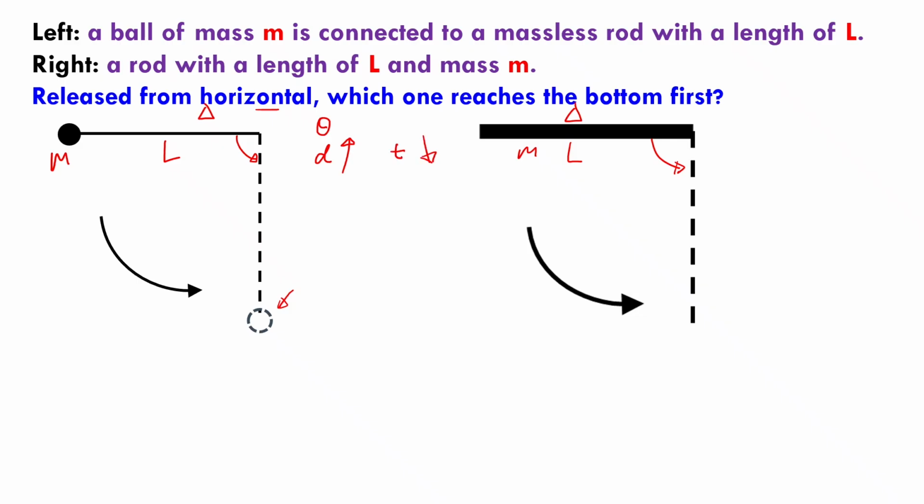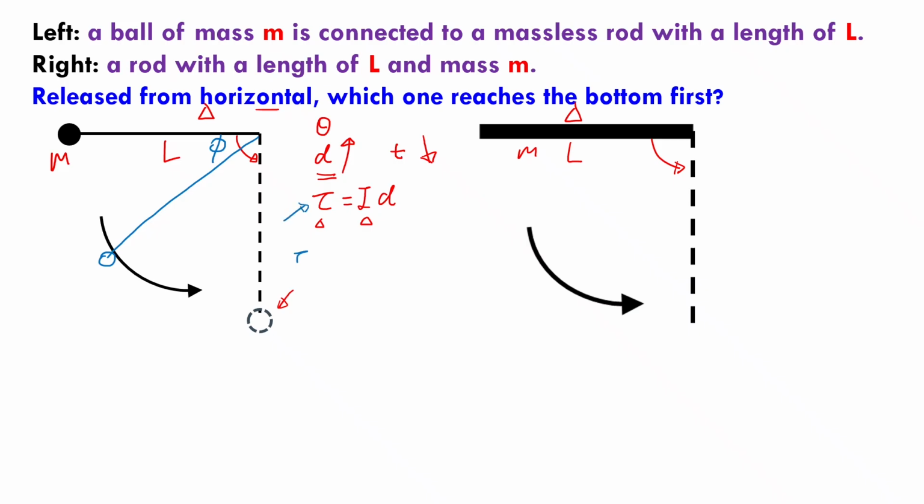Following this, an equation naturally comes to our mind. That is, torque equals inertia times angular acceleration. So if we are able to find out the torque and inertia, we should be able to find out the angular acceleration. All right, let's look at the left system first. Let's say the ball and the rod rotate an angle of phi, and the ball is right here. So what's the torque at this moment?